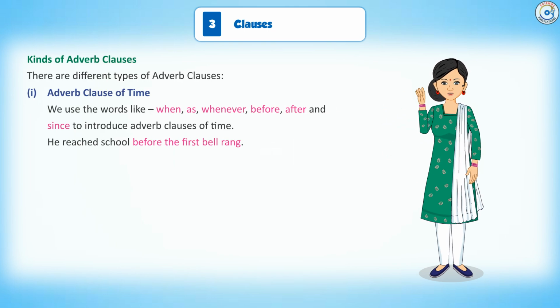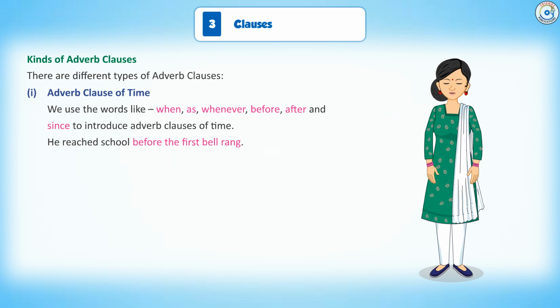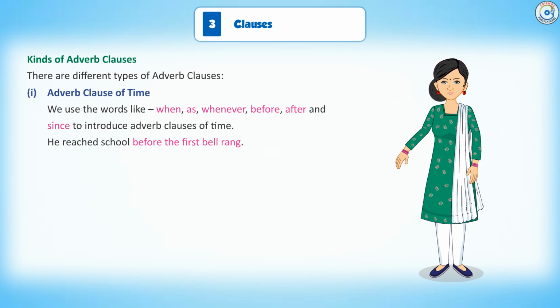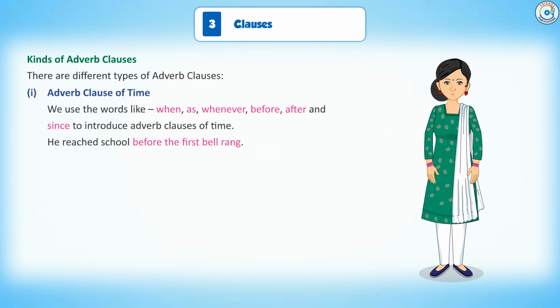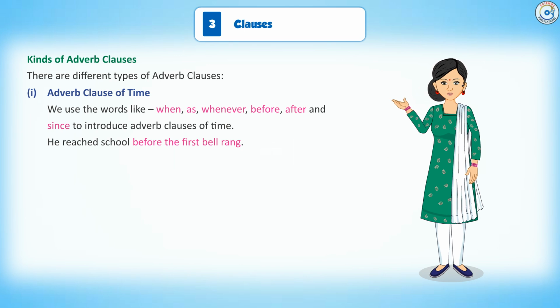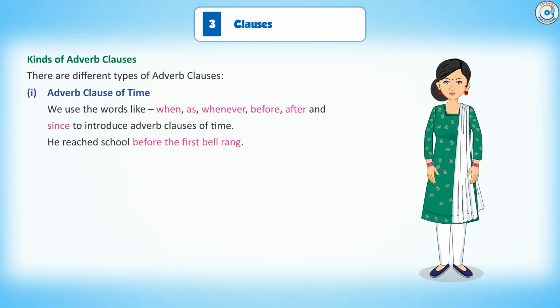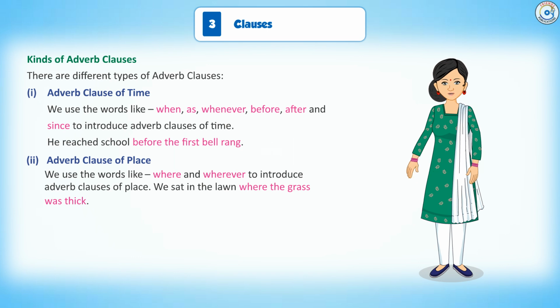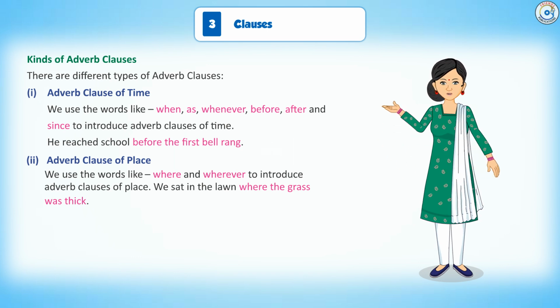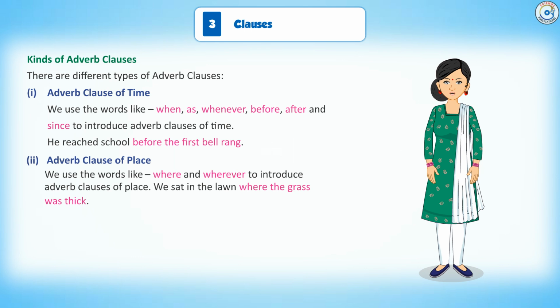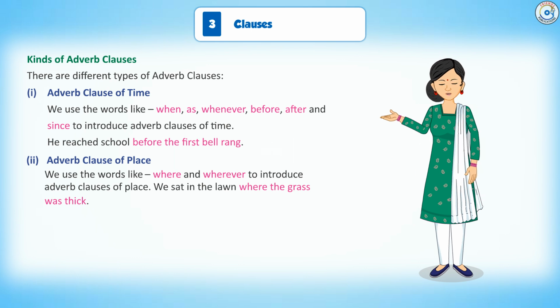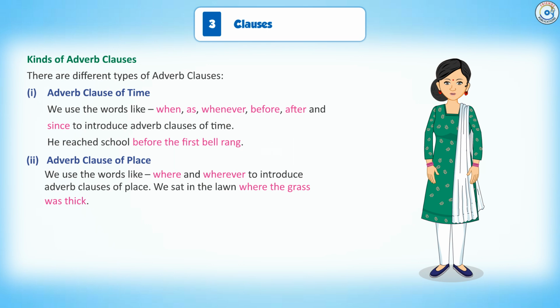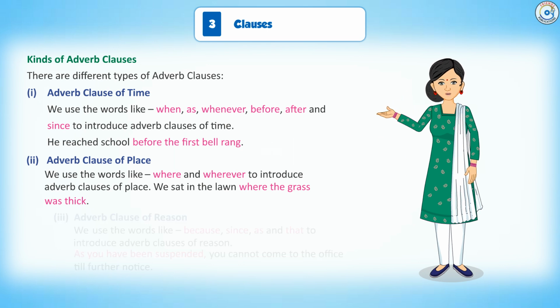There are different types of adverb clauses. First, adverb clause of time. We use the words like when, as, whenever, before, after, and since to introduce adverb clauses of time. He reached school before the first bell rang. Second, adverb clause of place. We use the words like where and wherever to introduce adverb clauses of place. We sat in the lawn where the grass was thick.